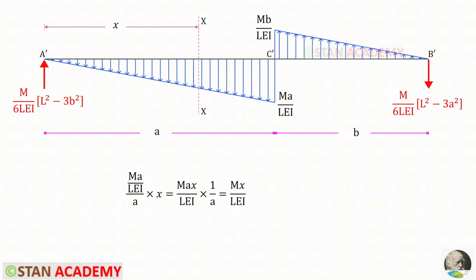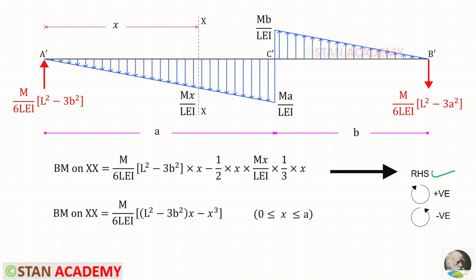Let us make a section XX at a distance of x from A dash. We need to find this height. For the distance of A, this is the height. But we need the height at the distance of x. So we have to multiply with the x. Then we can eliminate A. In this way, we will get the height as Mx upon LEI.